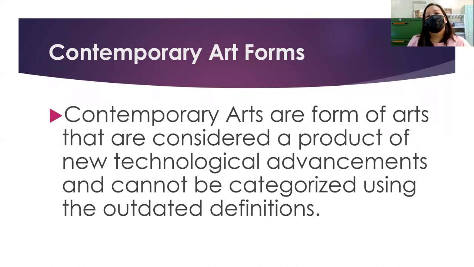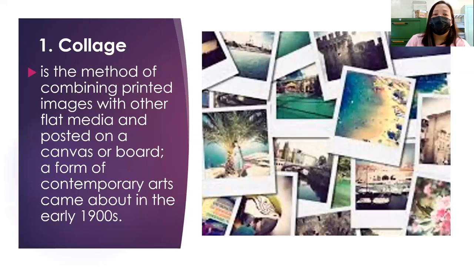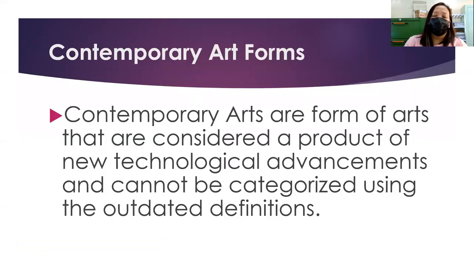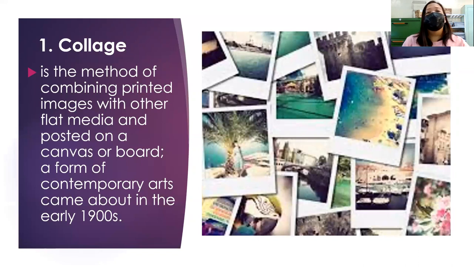Contemporary art form. Contemporary arts are forms of art that are considered a product of new technological advancement and cannot be categorized using the outdated definition. So here are the examples. Number one is collage. Collage is the method of combining printed images with another flat media and posted on canvas or board. A form of contemporary art that came about in the early 1990s.